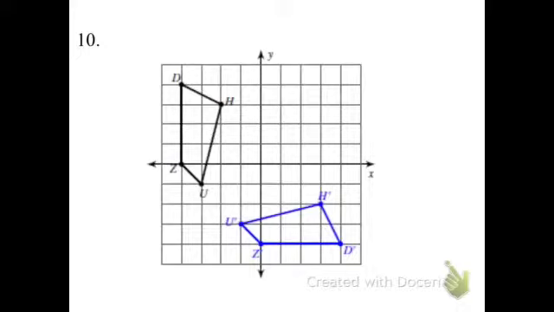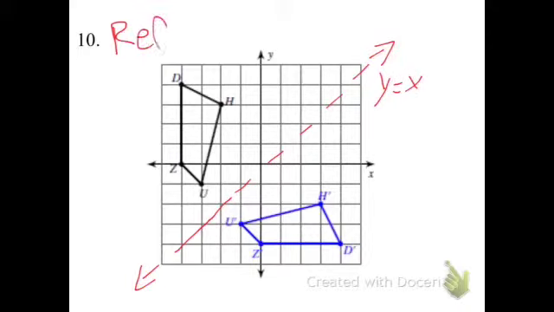On 10, this is a reflection. Notice how it's kind of like a mirror image here over this diagonal line. Well, that line is the line y equals x. So in your description, you're going to say it's a reflection over the line y equals x.